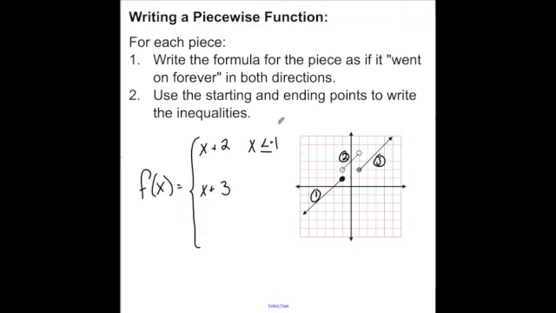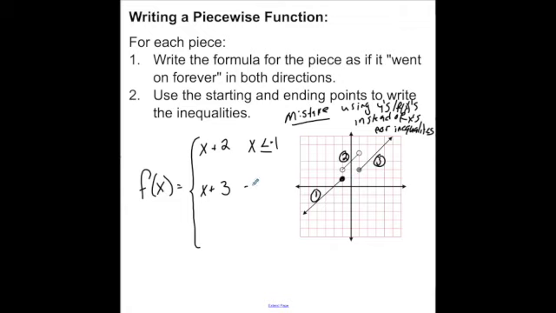The big mistake is that people use y's or f of x's instead of x's for the inequalities. Using y's or f of x's instead of x's for the inequalities. The number one mistake people make. So this should be negative 1, because x is less than or equal to negative 1.